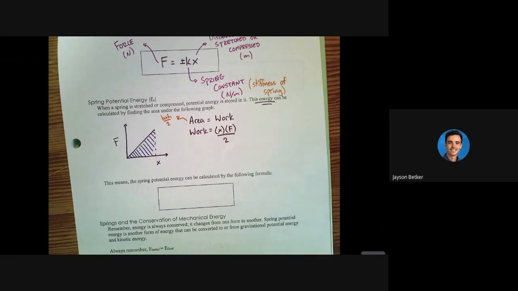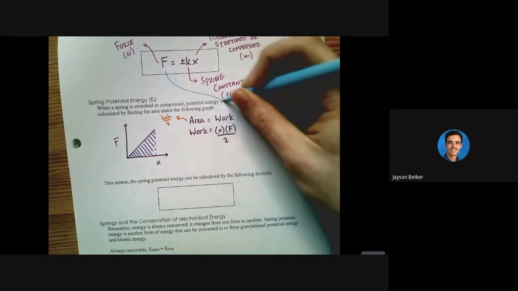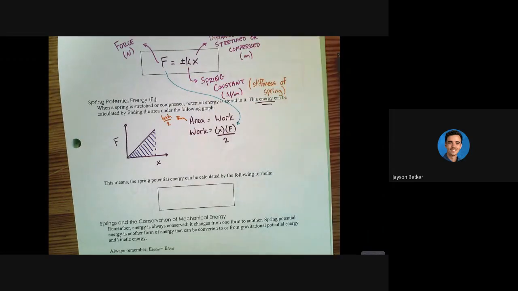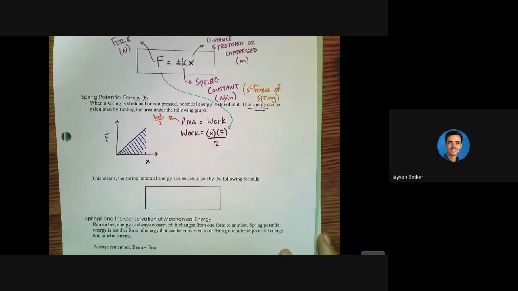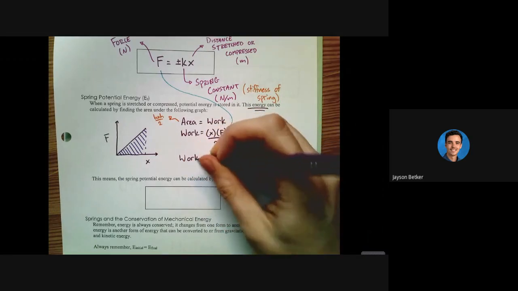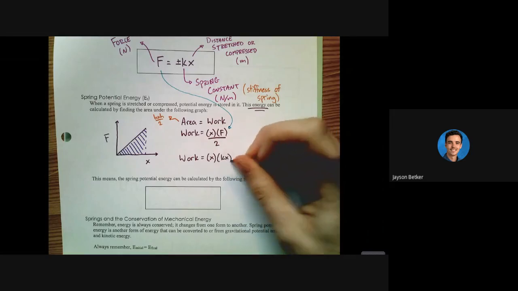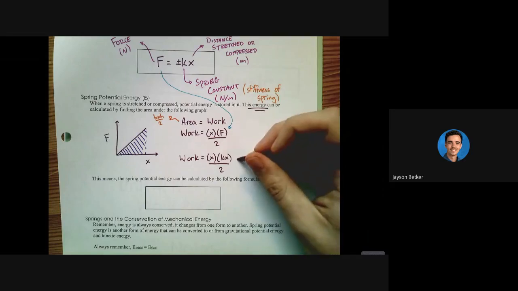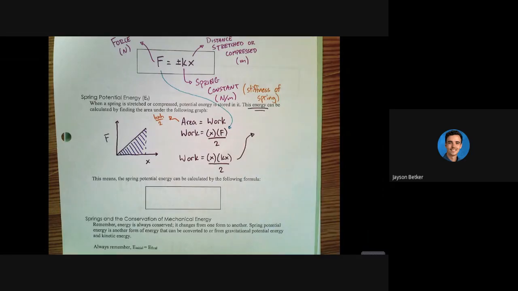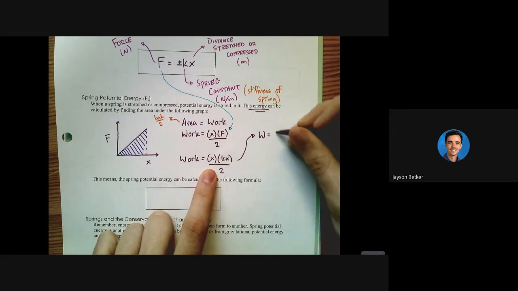Now what I'm going to do is take a different color here, and plug in from up here what f is actually equal to, right? We saw above that f is equal to kx. So I'm going to replace this f here with kx, and we'll see that work is equal to x times kx divided by 2. And in its final form of the equation here, we end up multiplying our x's together, and we get that work is equal to 1/2 kx squared.